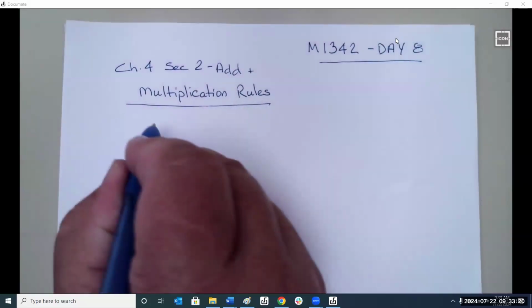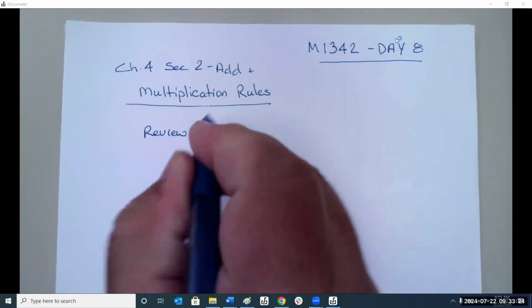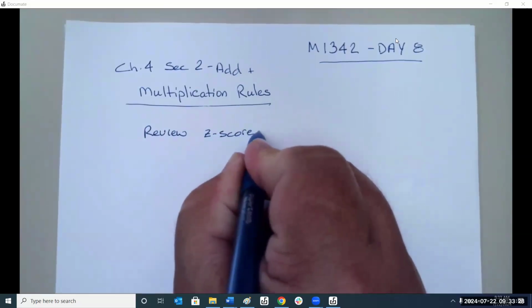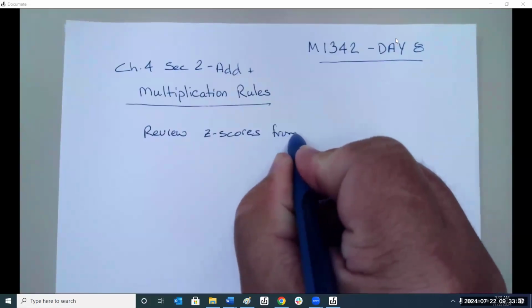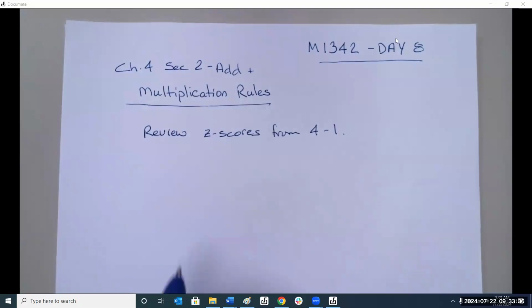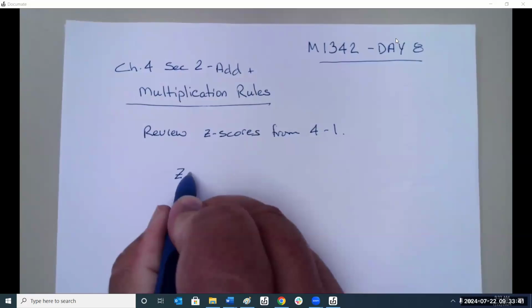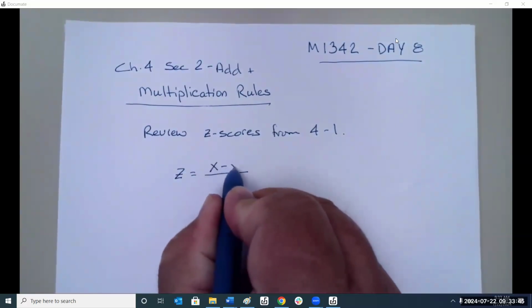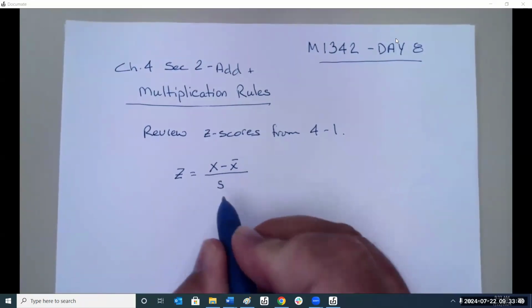Okay, let's first review a little bit. Z-scores from chapter 4, section 1. Remember, the Z-score was X minus X bar over S.